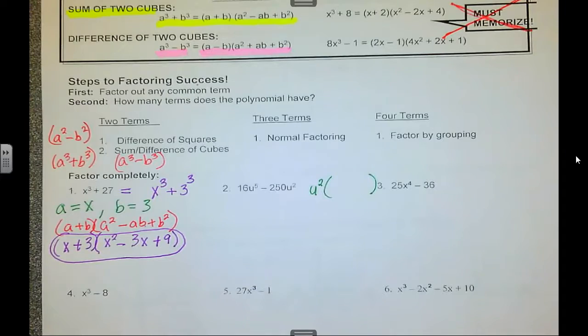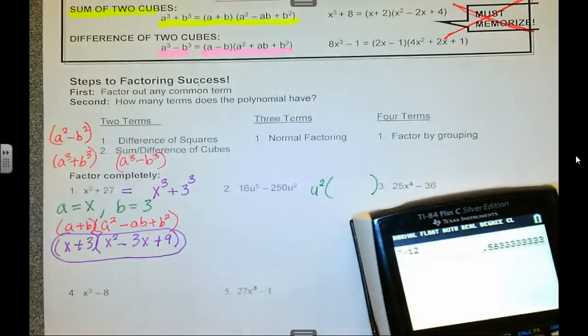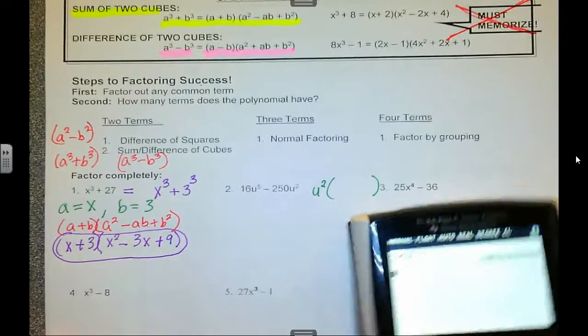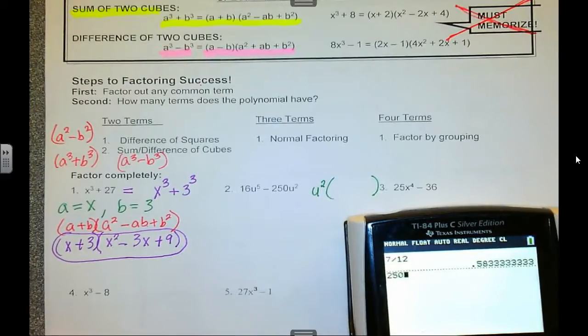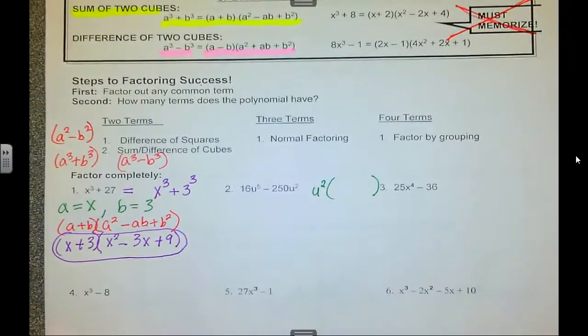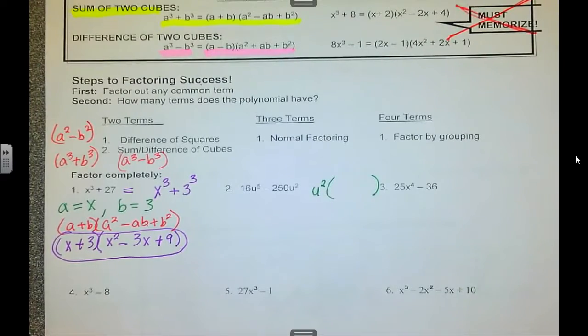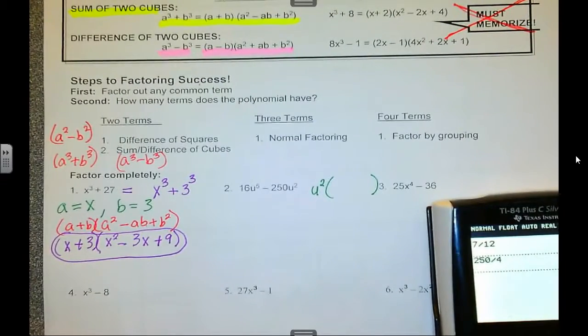Okay. What can I take out of 16 and 250? I could take out at least the 2. They're both even. I think that's it. Let's try 2. No, can't be 2. I'll let you watch it. What?